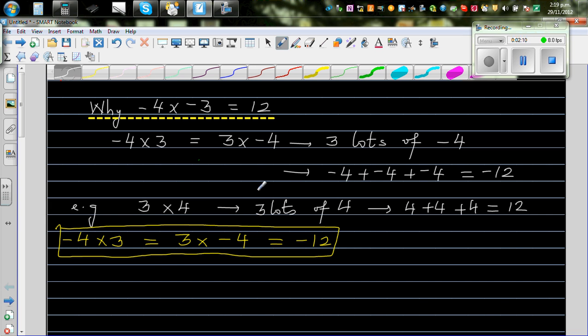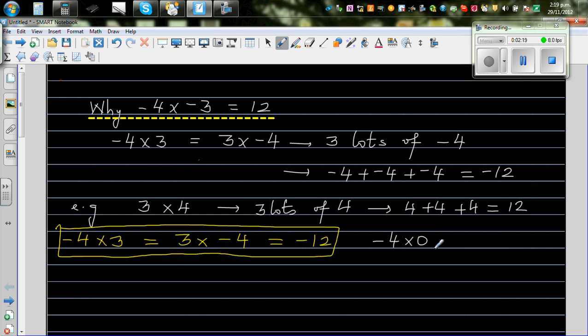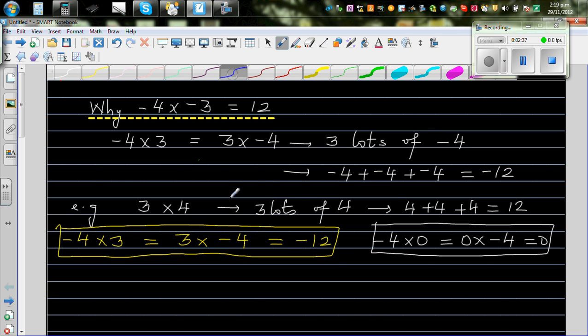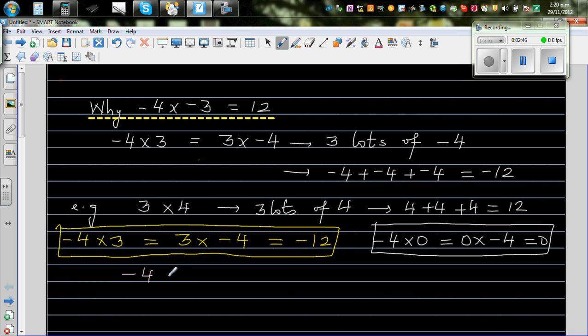Now, what is negative 4 times 0? Multiplying 0 with any number is always 0, so 0 times negative 4 is 0. We're going to use these two facts to answer the question we started with. Can I say negative 4 times 0 is the same as negative 4 times, in place of 0, 3 plus negative 3? I can write 0 as 3 plus negative 3, because adding 3 to negative 3 gives 0.